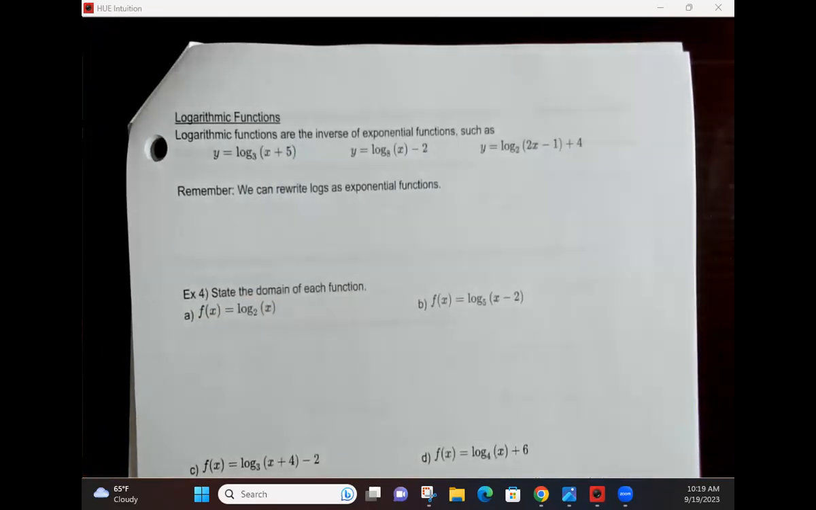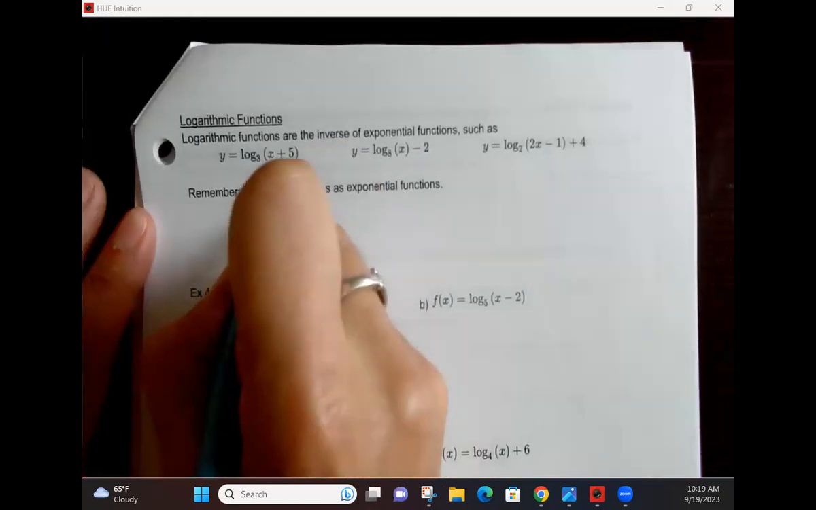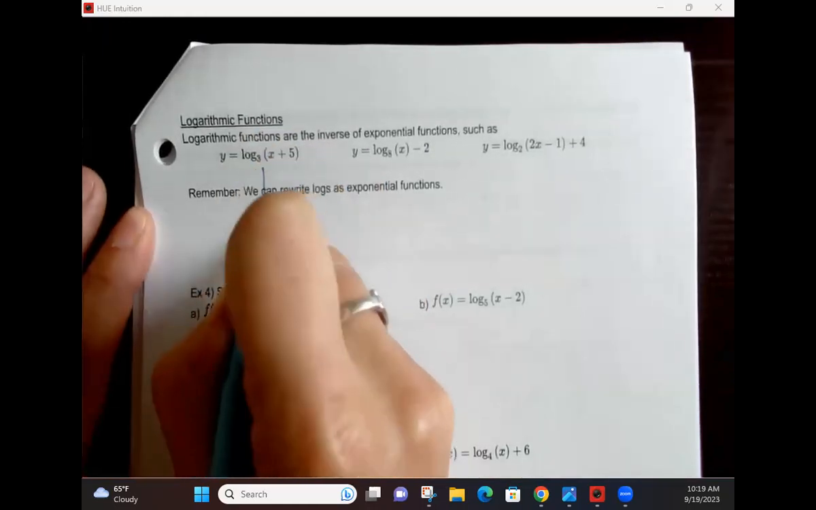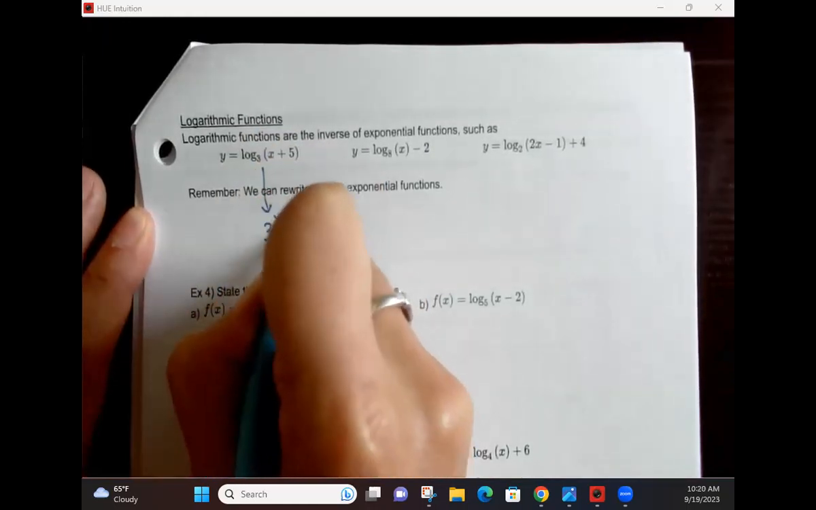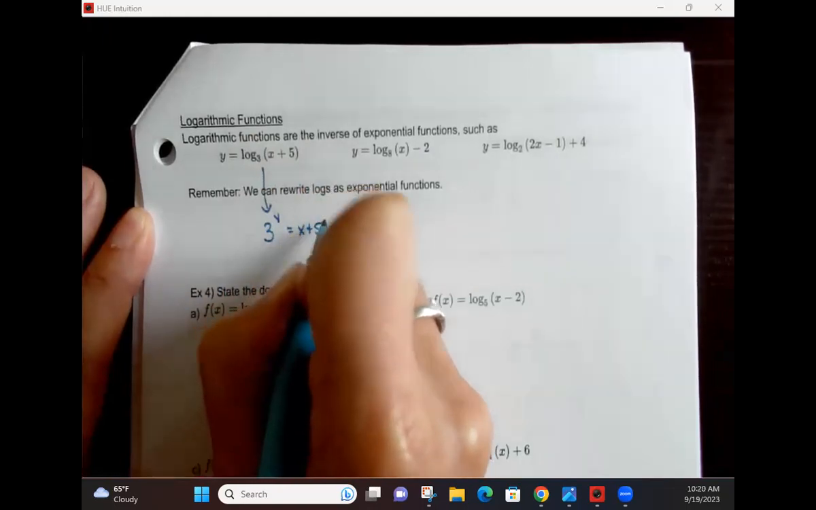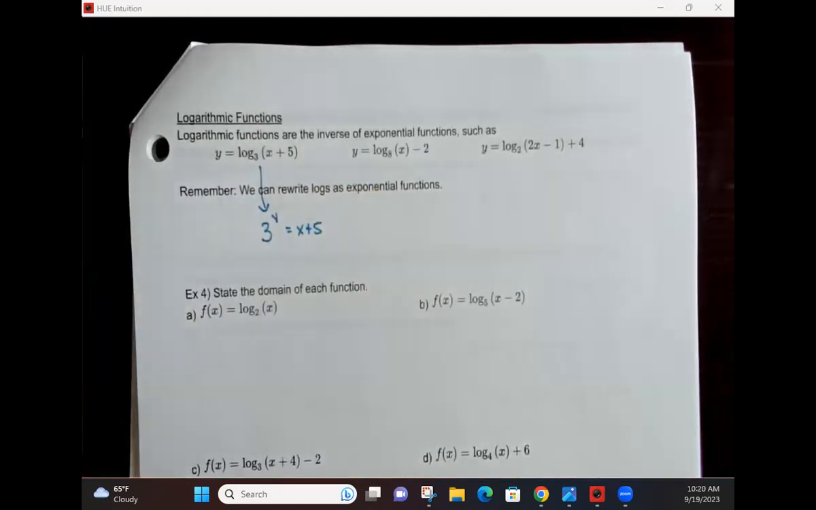Because they're the inverse of exponential functions, and an exponential function has its variable in the exponent, that means our log, to talk about it as a log function, needs to have its variable in the argument. Sometimes it is helpful, remember, to rewrite logs in that exponential format as we are talking about what would be values included in the domain or not.